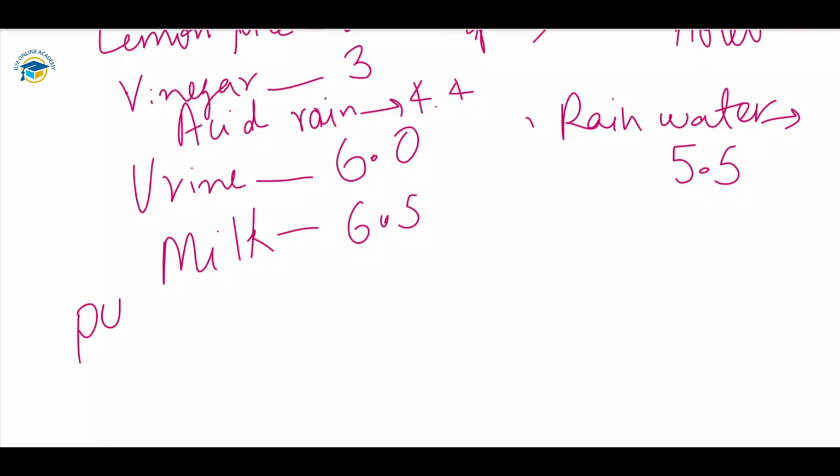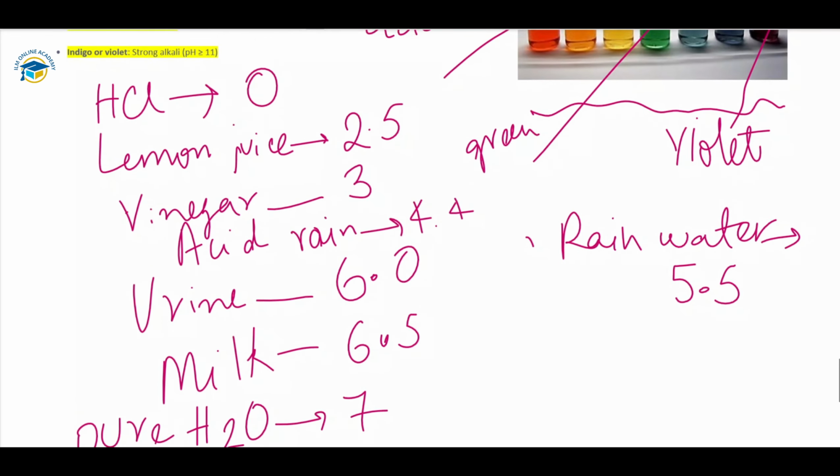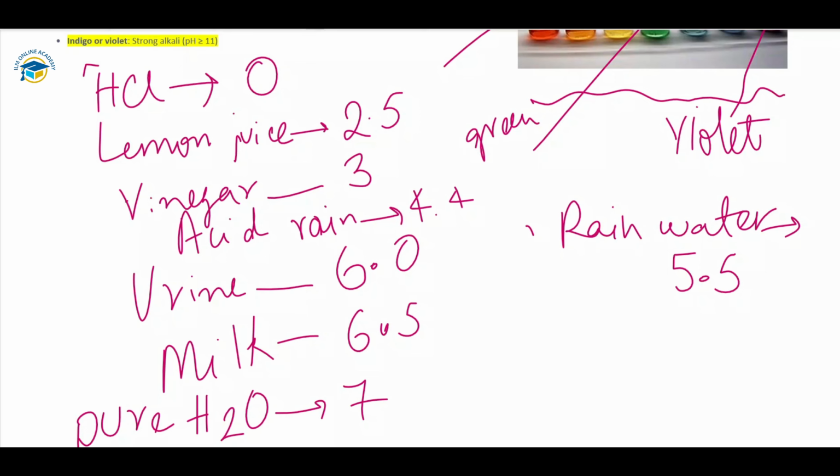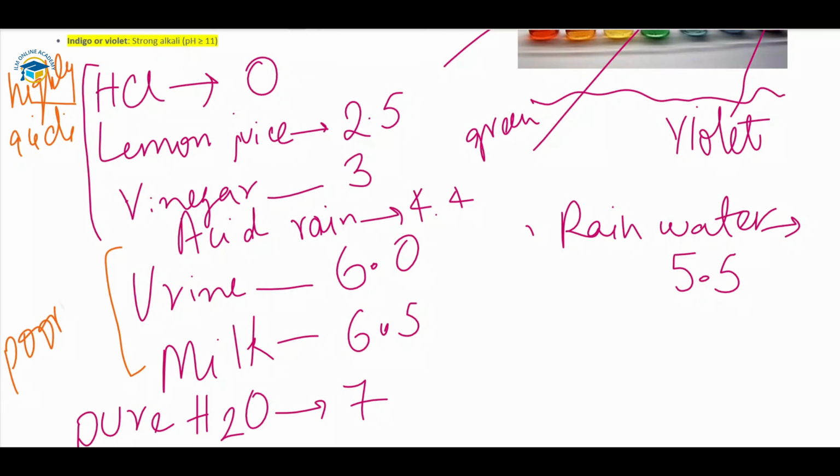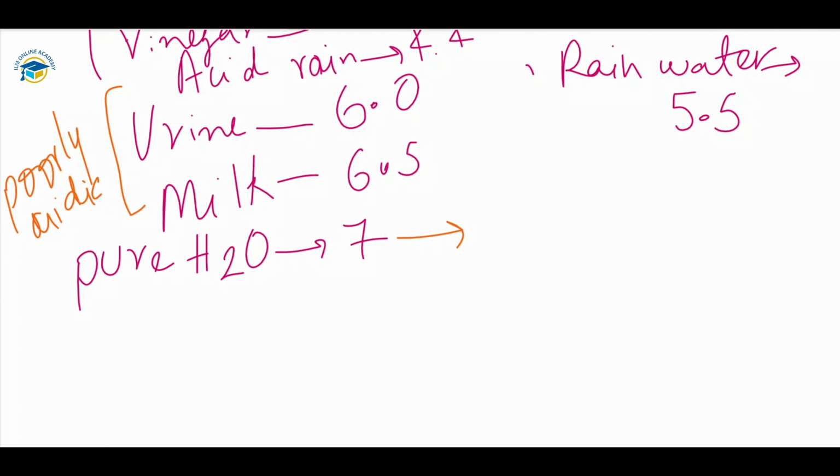If the water is pure, then it has a pH of 7. And here you can see this one. This is the highly acidic substances. HCl is highly acidic, and we have slightly acidic substances like urine and milk, slightly acidic or poorly acidic, you can say. And the pure water, this one is the neutral.